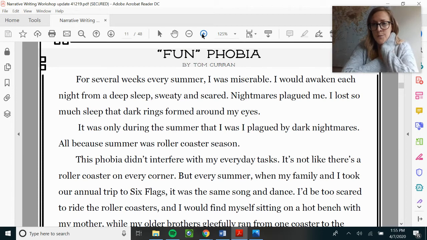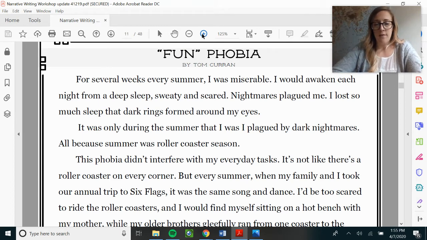I'm going to read this to you. Please read along with me. And please think about how you're going to want your story to look just like this. Look at the dialogue, the capitalization, the characters, the plot, the setting, all of the point of view, all right? It's all important. This mentor text is called Fun Phobia, and it's by someone named Tom Curran.